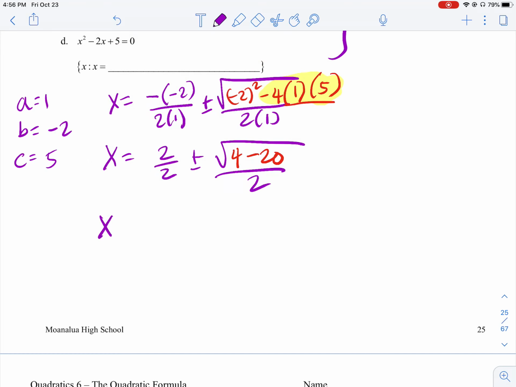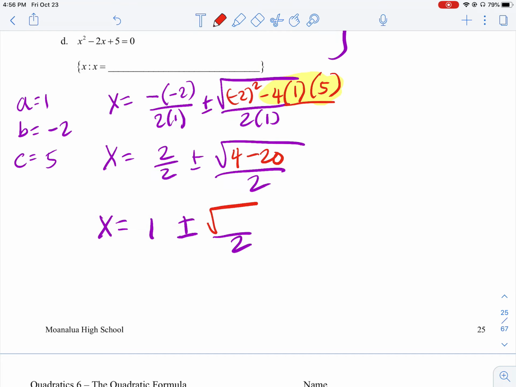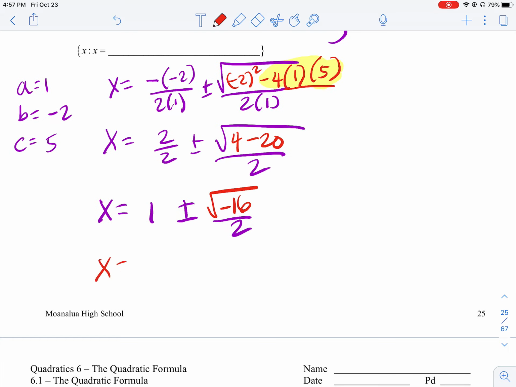Moving forward, you have x is equal to 1 plus and minus... that's a 2 still. 4 minus 20 is a negative 16. Hey, yay, we have a square root of a perfect square finally. 16 is a perfect square because 4 times 4 is 16. And so our answer is 1 plus and minus the square root of 16, square root of negative 1, over 2. And remember, 2 divided by 2 is just 1. That's why we have a 1 in there.